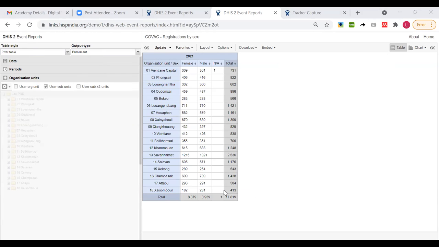Just for understanding. If I enroll in the program, in the enrollment table I will be shown only once. And if I take the full vaccine two times, I will be represented two times in the event program, is that right?